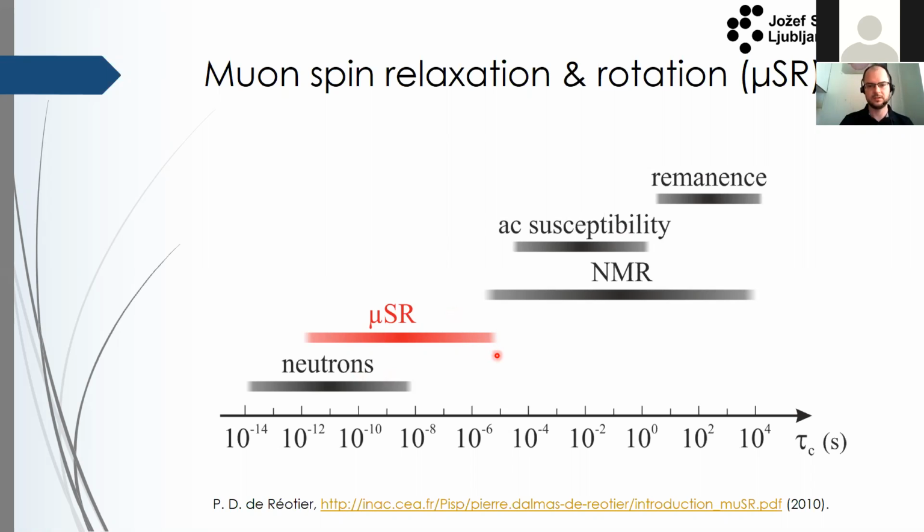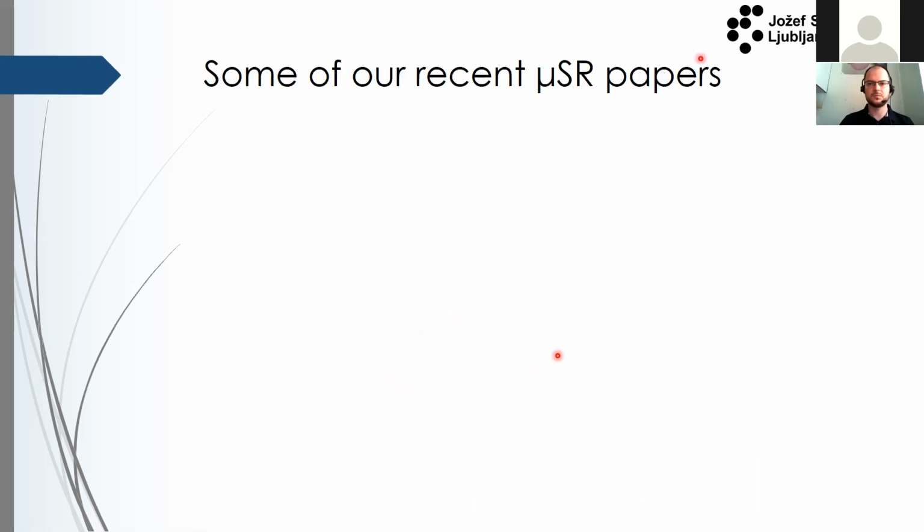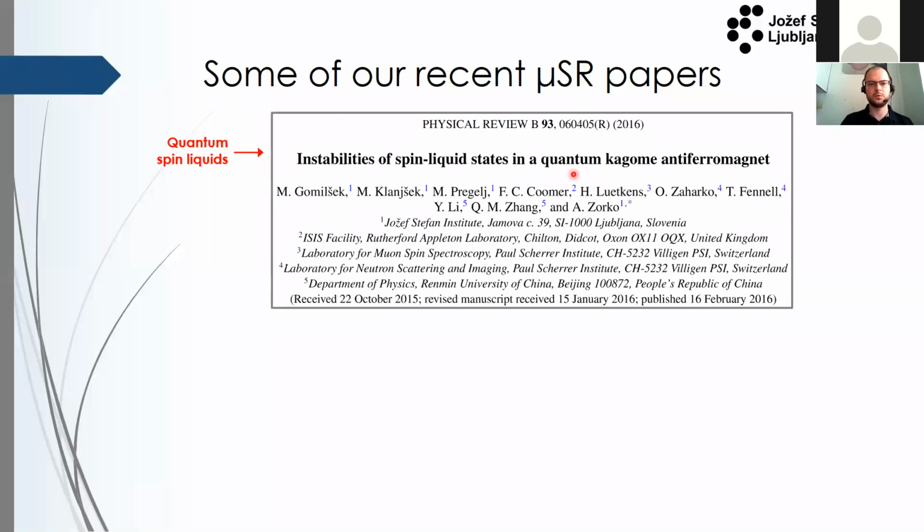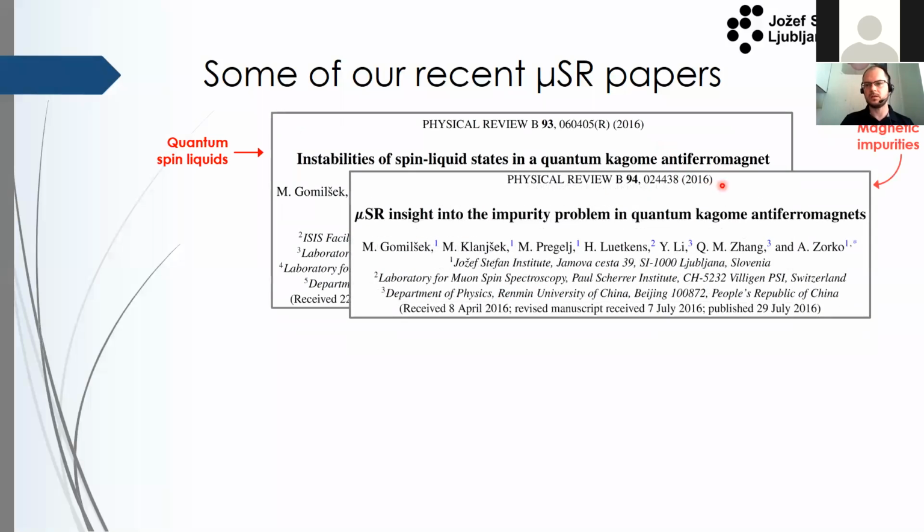So for example, some of our recent papers that relied on having MUSR as a technique to measure the fields inside a sample were, for example, proving that a material is actually a quantum spin liquid, so that its ground state is not magnetically ordered, but it's fluctuating and it's highly entangled. Other results were, for example, that materials have magnetic impurities that are non-trivially coupled with the surrounding spins.